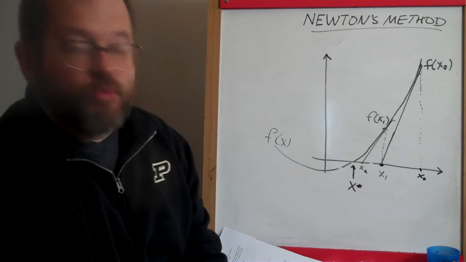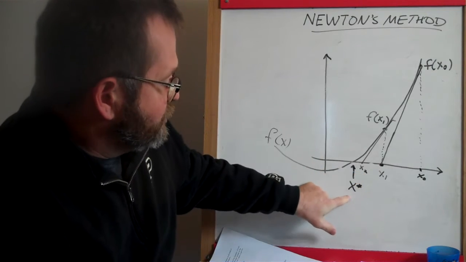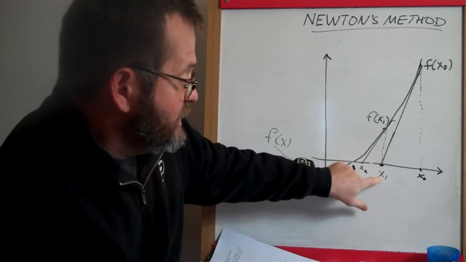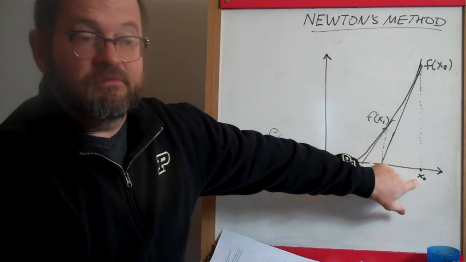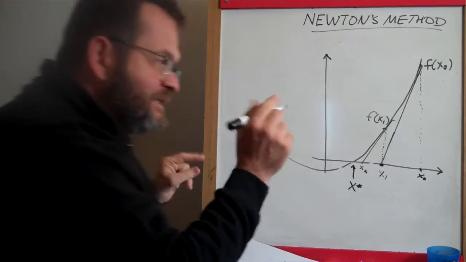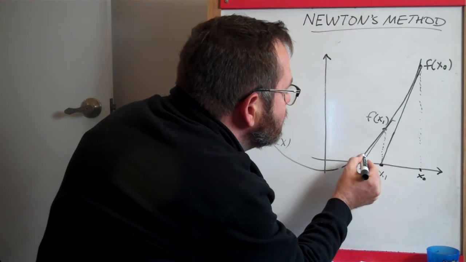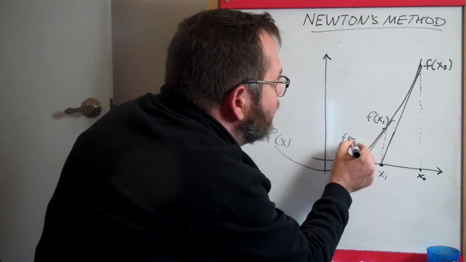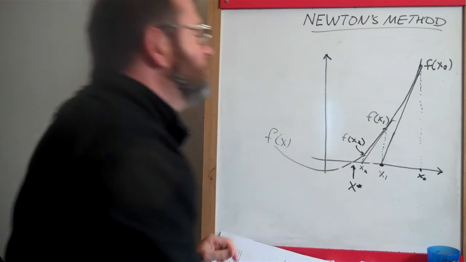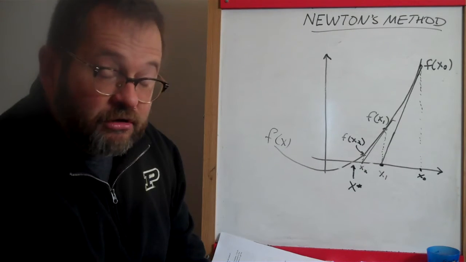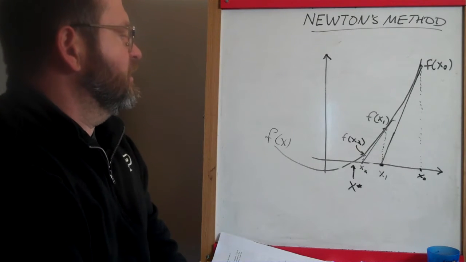x2 is not equal to x1. x2 is not equal to x star, although it is closer to x star than either x1 or x0 were. But I can tell it is not equal to x star because, right here, f of x2 is not equal to 0. It's closer, but it is not equal to x0.